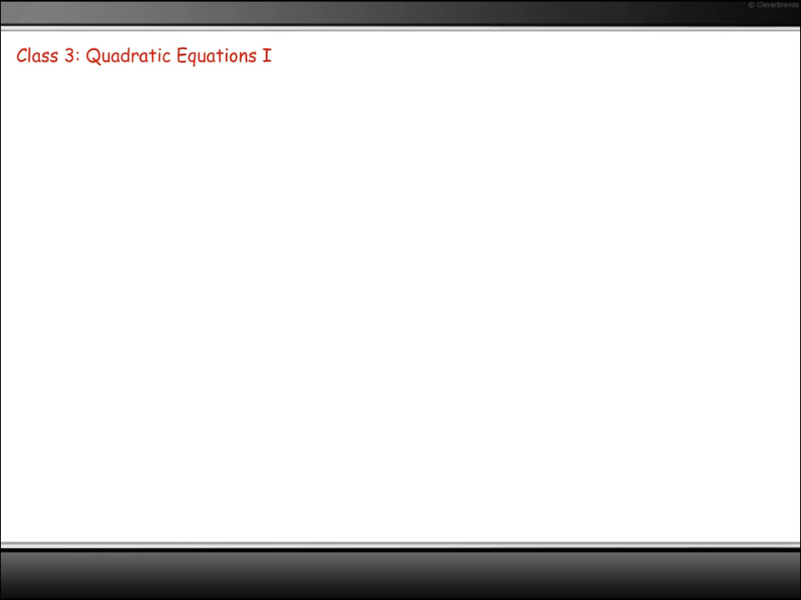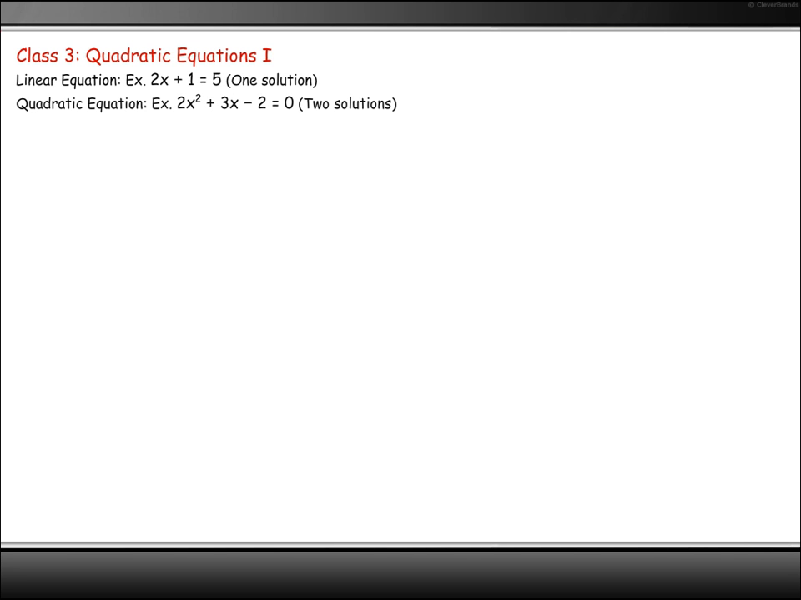Welcome to class number 3 of the Leaving Cert Ordinary Level Algebra course, where you are going to start solving quadratic equations. In the previous classes, you looked at solving linear equations, like 2x plus 1 is equal to 5. There is one solution for x. Now you are going to solve quadratic equations. These are equations that have x squared as the highest power. Quadratics usually have two solutions.